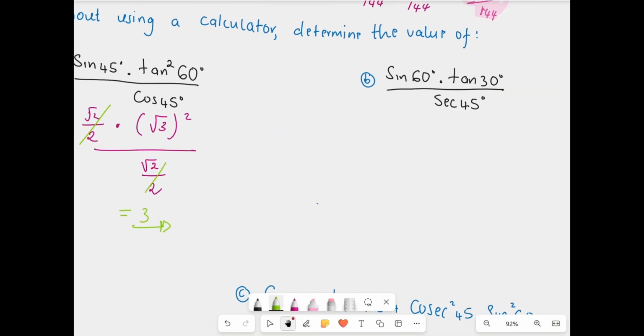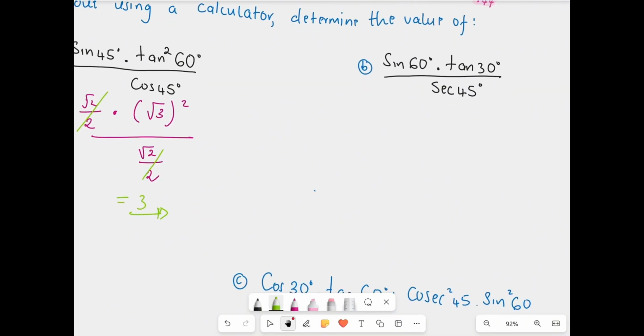And then let's move to B. B again, same story. Now, here we are given sine 60. What is sine 60? Sine 60 is square root of 3 over 2 multiplied by, we are given tan 30. Tan 30 is the same as root 3 over 3. All divided by sec 45.